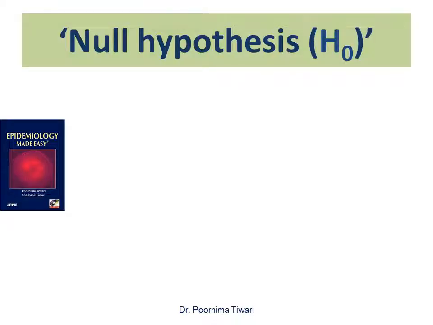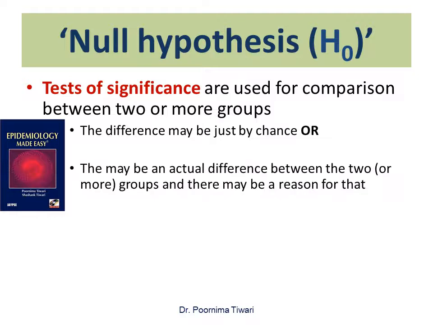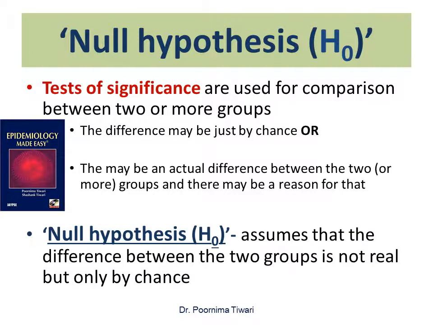As we have discussed in the previous lecture, a quick revision. All the tests of significance, including chi-square test, are used for comparison between two or more groups. We compare whether the difference between the two groups is just by chance or there is an actual difference between the two groups due to any reason. So, null hypothesis assumes that the difference between the two groups is not real, that is, it is only by chance.